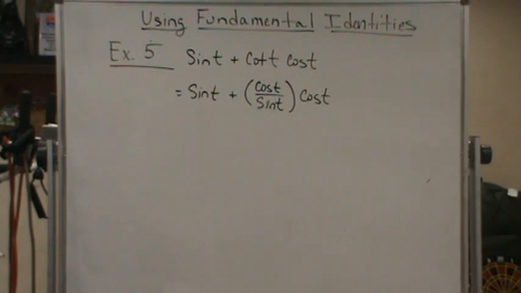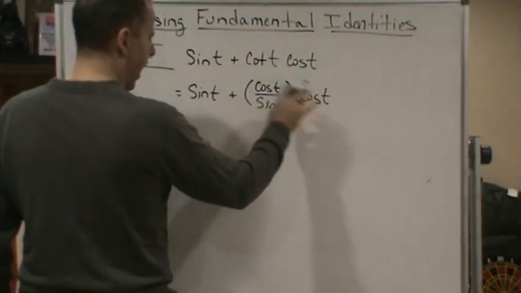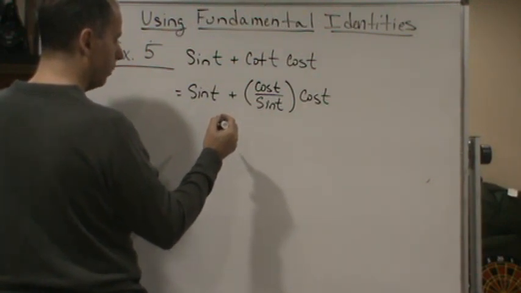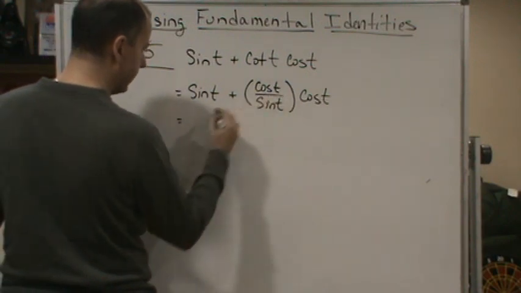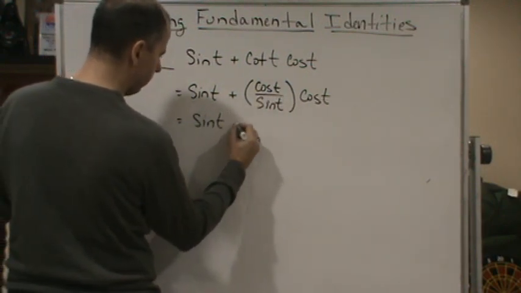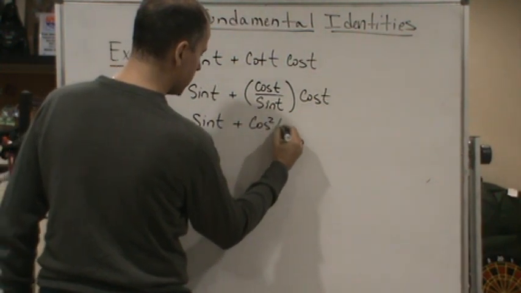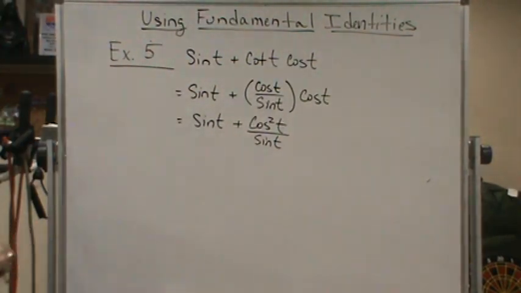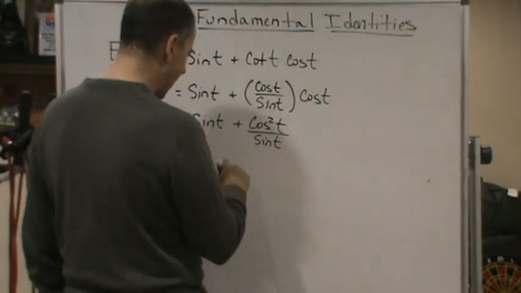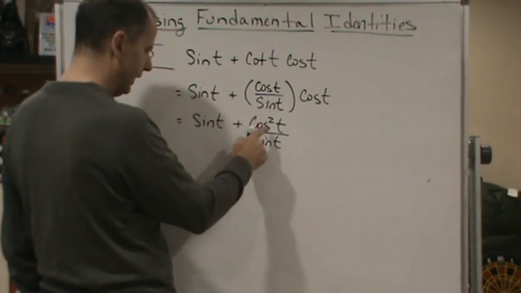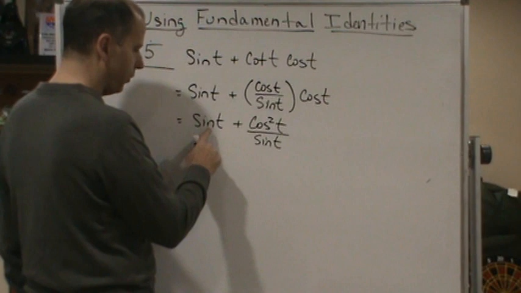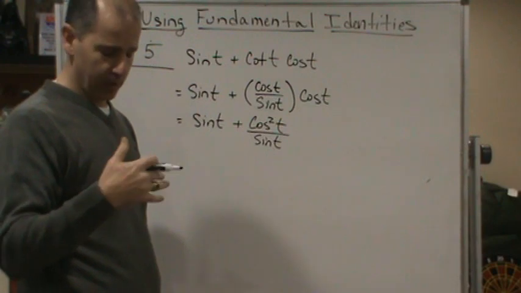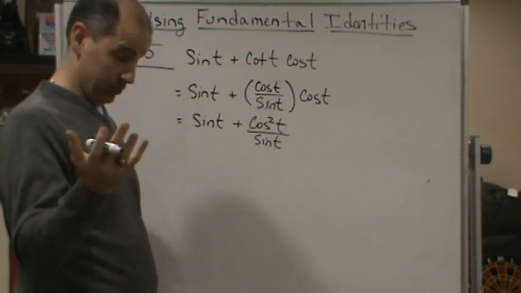All right, so now what I want to do is simplify this. So this is going to give me sine t plus cosine squared t over sine t. Now, I've got this cosine squared t here, but I only have sine t here. So immediately I'm thinking if I can figure out a way to get the Pythagorean identity, I'm going to use it.